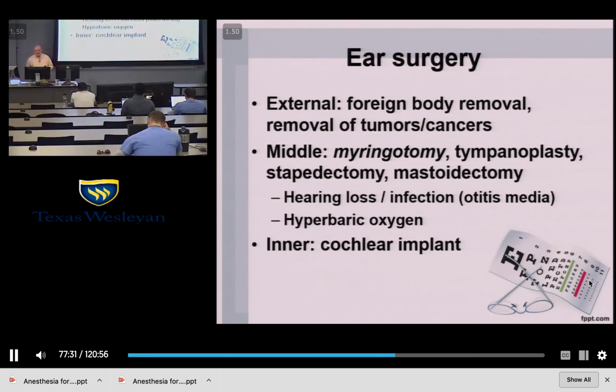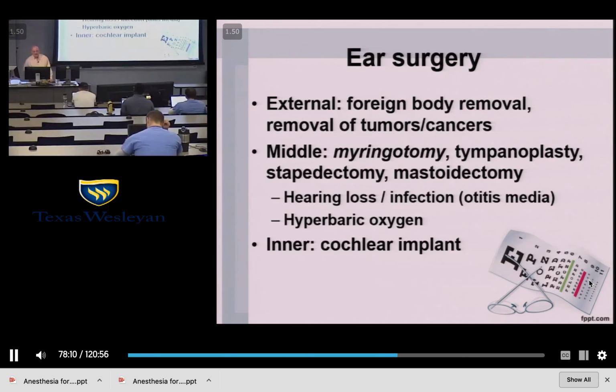Myringotomy is a very common procedure for kids, or ear tube placement. Right? Tympanoplasty is also a possibility, especially in teenagers, it seems. Stapedectomy and mastoidectomy are also possible. These patients may have experienced hearing loss or recurrent infections, like otitis media. These patients may also need hyperbaric oxygen and having ear tubes placed for that, okay, to make certain that they don't have issues with their eardrums when they have hyperbaric oxygen.